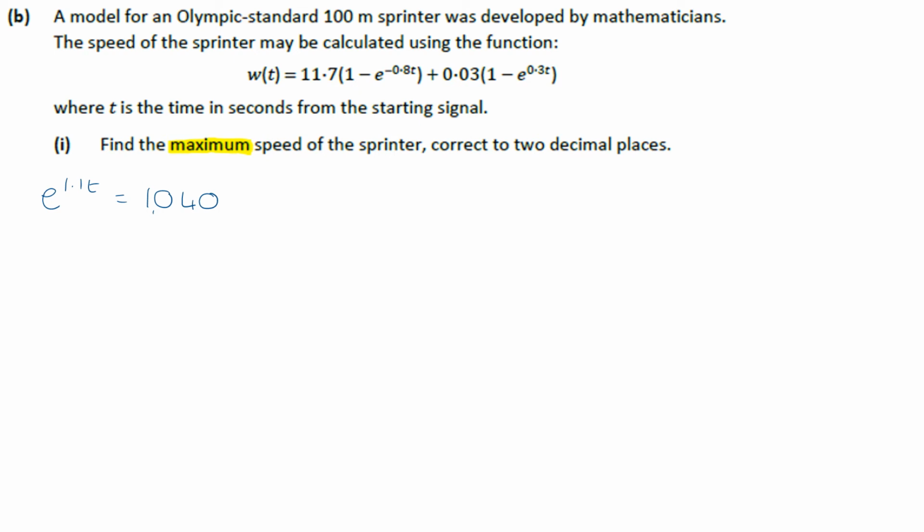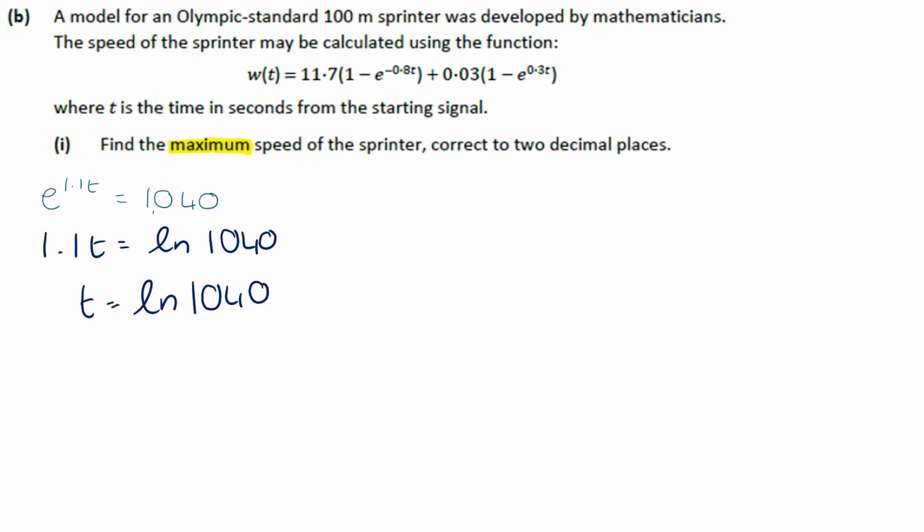So we need to work with logs to get rid of that e. I'm going to take the natural log of both sides, which gives me 1.1t is equal to the natural log of 1040. You have a conversion formula in your log tables. It's on your rules of indices page, or you can use the circle method here. You can put the natural log of 1040 into your calculator, but it's going to be a decimal. I'm not a huge fan.